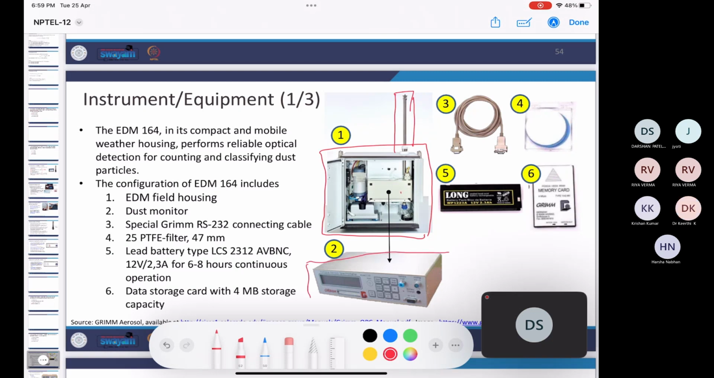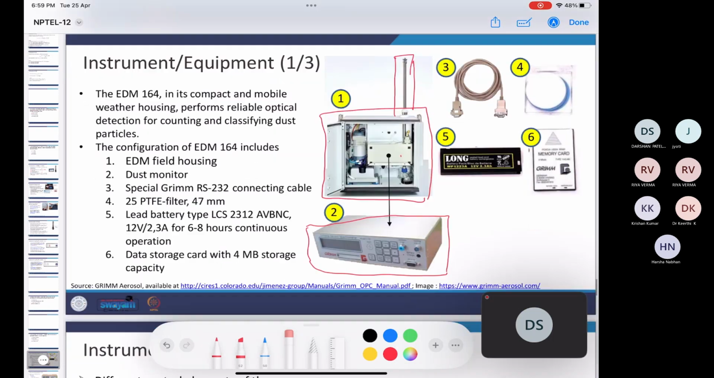This is your EDM, electronic dust monitor, or the GRIM spectrometer. This is your outlet cable that connects your spectrometer to your PC or laptop, whatever you want. This is your memory card. Here, all the data is stored. This is the battery, which is placed inside this spectrometer. This is your filter paper, 25 PTFE filter paper. The diameter of this filter paper is 47 millimeters.